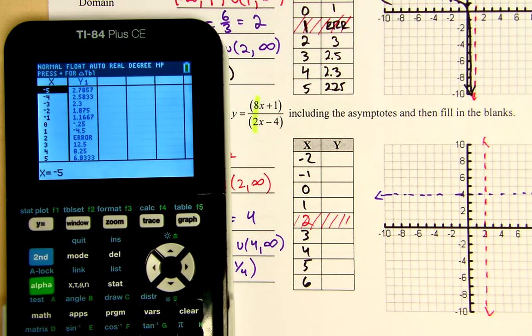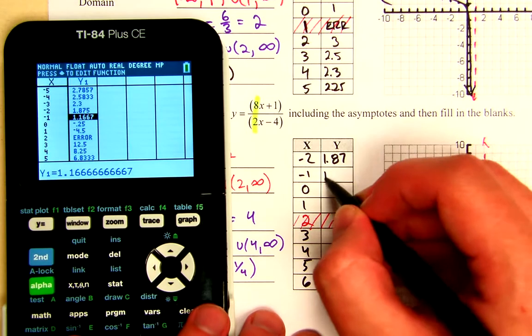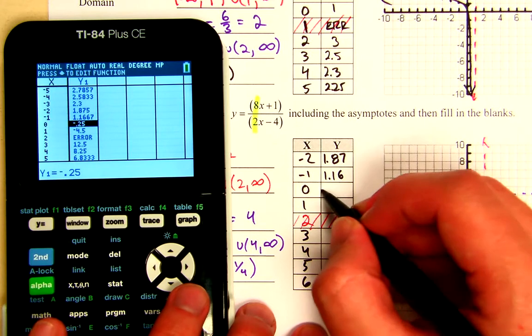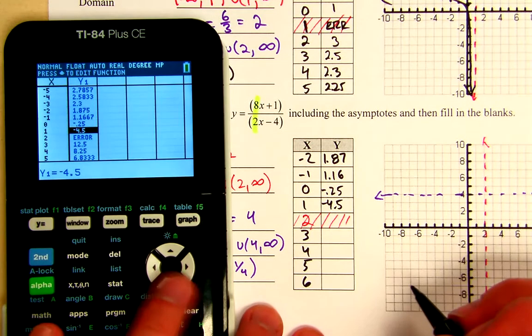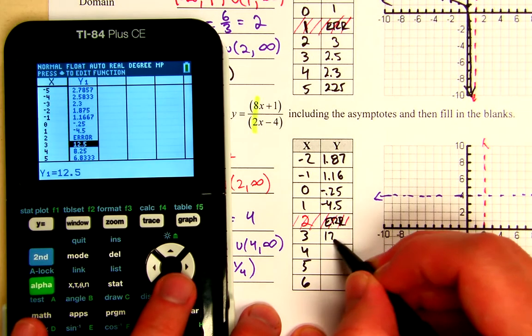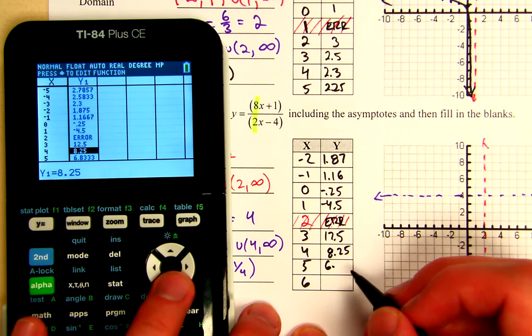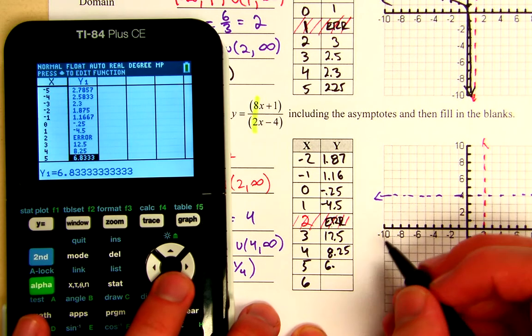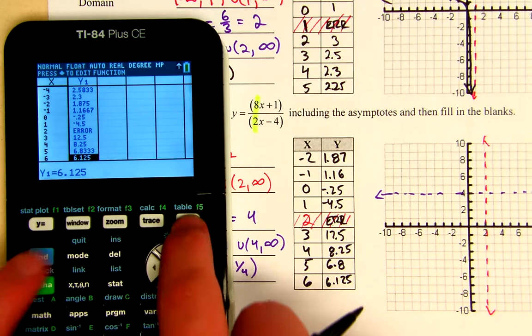I'm going to go straight to the table. I start at negative 2, so I need negative 2, and I'm at 1.875. So 1.87, 1.16, negative 0.25, again, negative 1/4, negative 4.5, error, so again, you can write error in if you want, 12.5, 8.25, 6.83, 6.8, and 6.12.